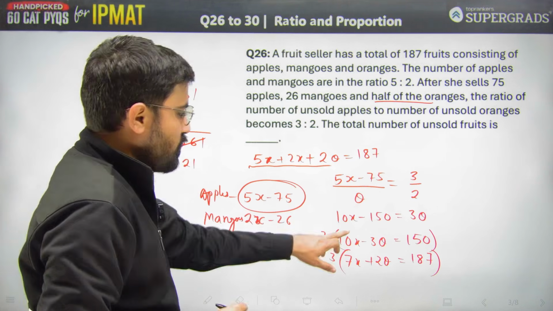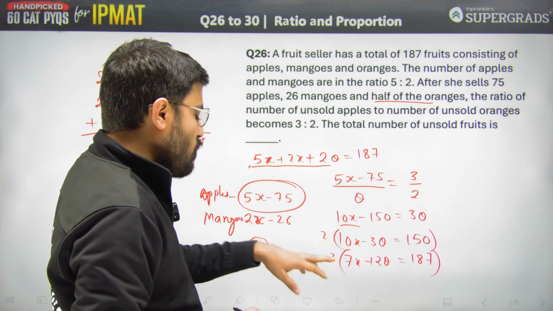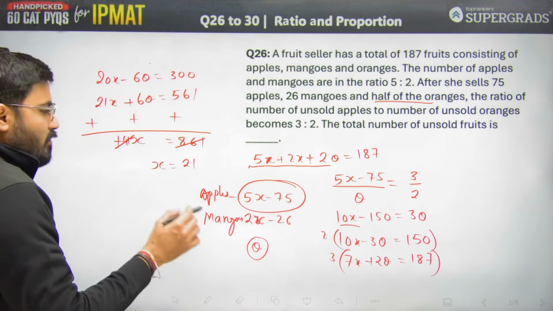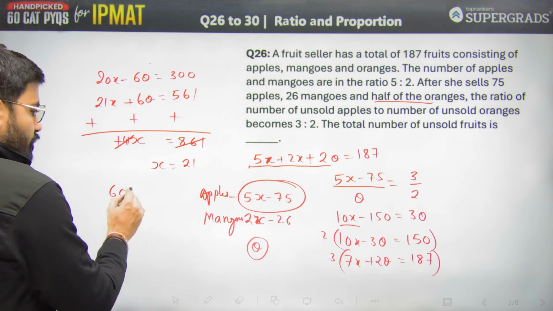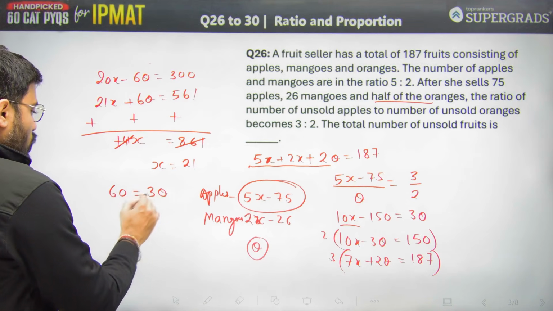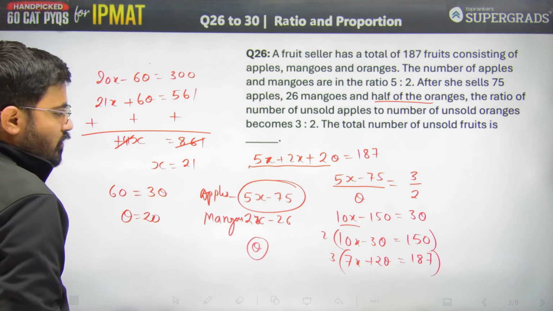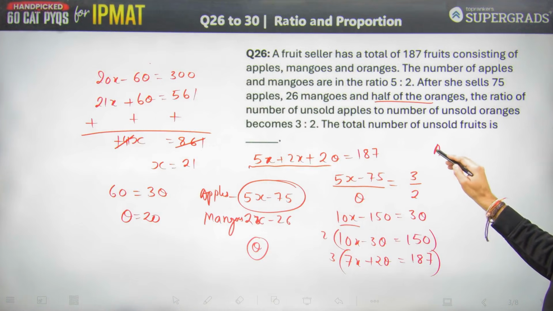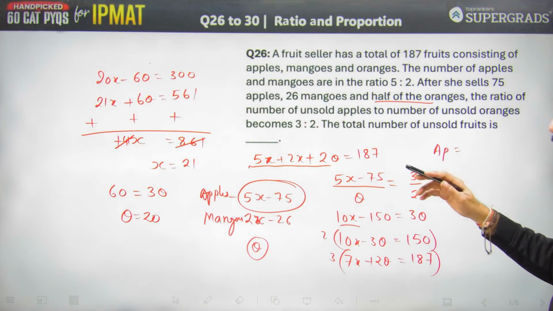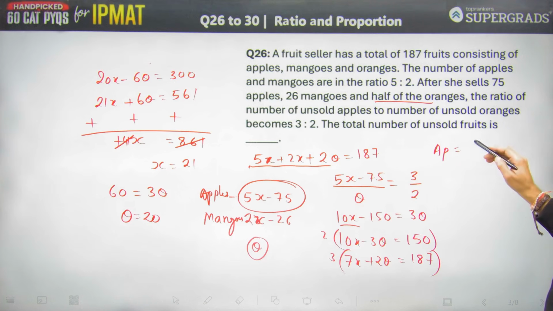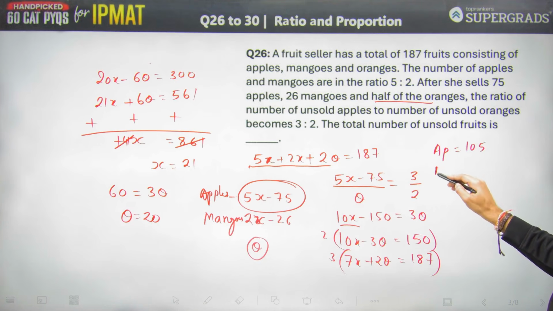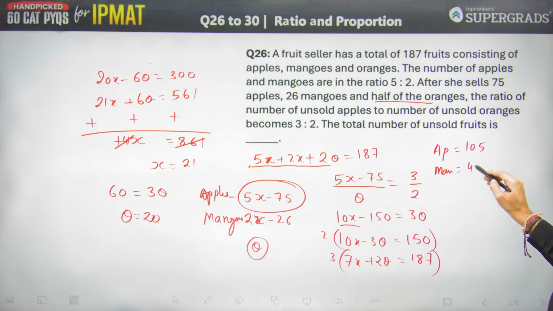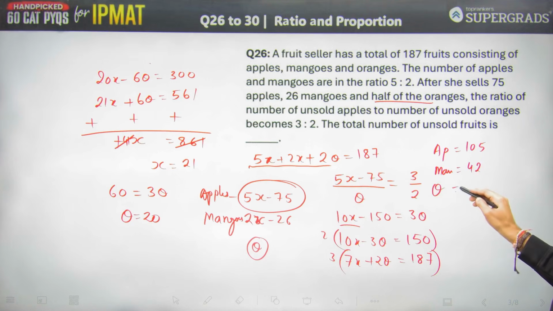If the value of x is 21, putting it in here, I can get the value of O. 21 into 10 is 210, and 210 minus 150 is equal to 60, which is equal to 3O. So O comes out to be 20. So how many total fruits? Apples are 5x, 21 into 5 is 105. Mangoes are 2x, that is 42. Oranges are 2O, that is 40. So these are the oranges.